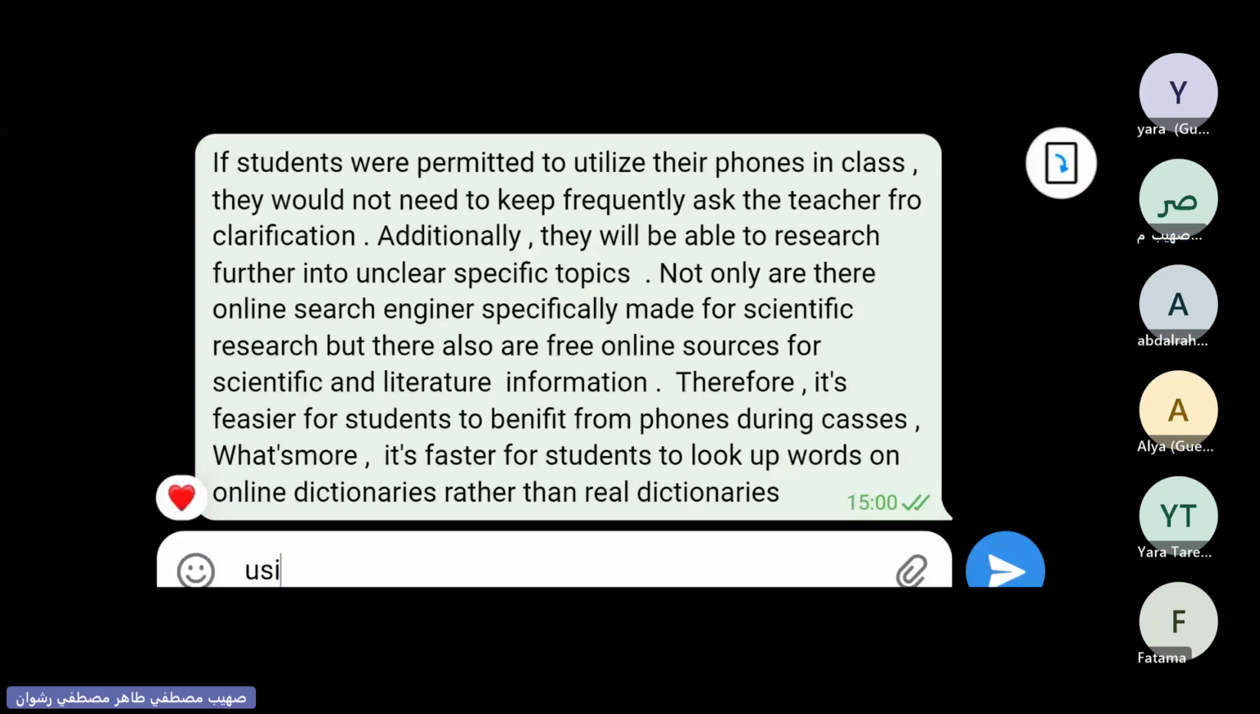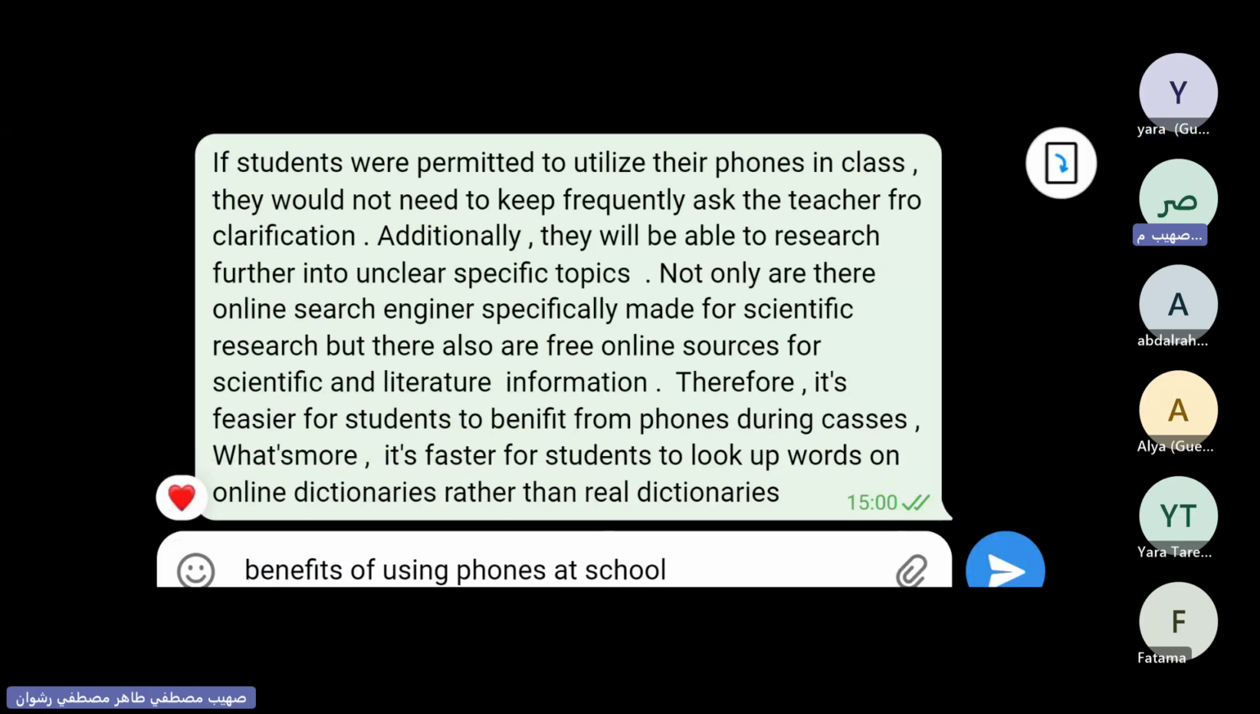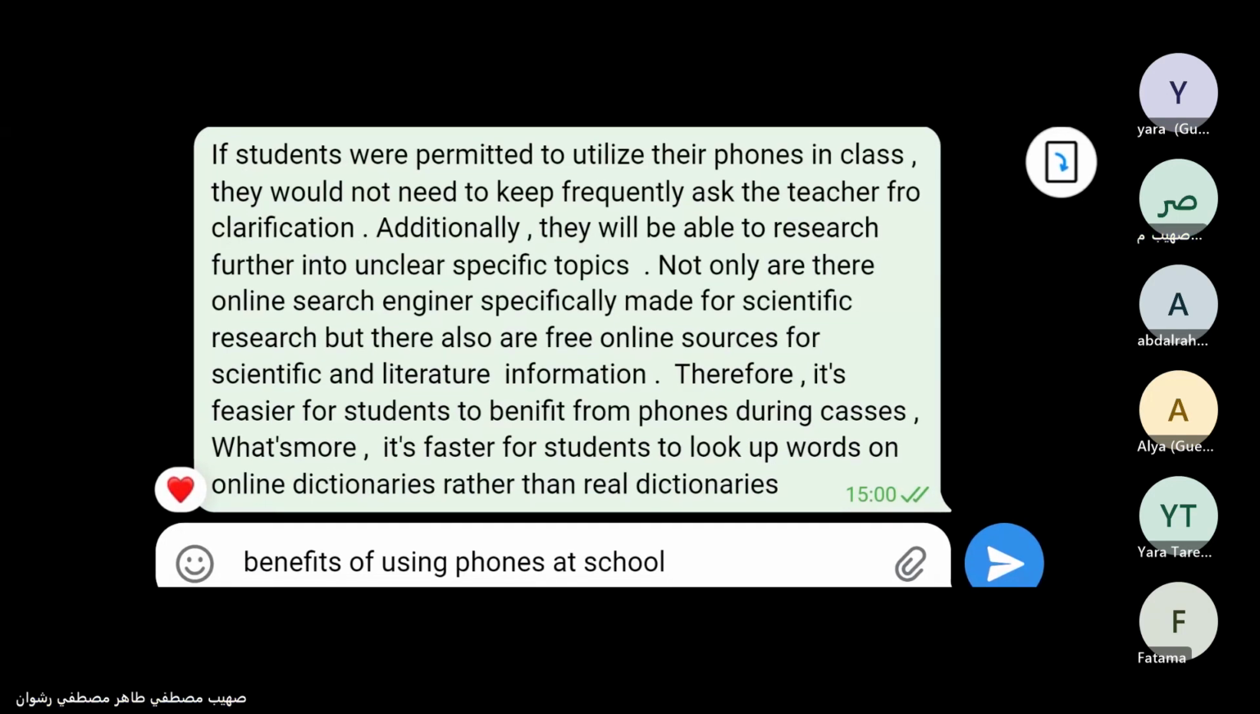This is the task. And the question asked about the benefits of using phones at school, right? It means all the paragraph must cover what? Only the benefits. Only the benefits of using phones at school. Let's see if Abdurrahman achieved the task. It means, did he write successfully about the requirement of the question, or he went off topic? Somebody can read, please. Fatma, read.